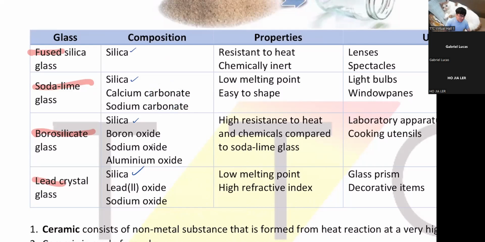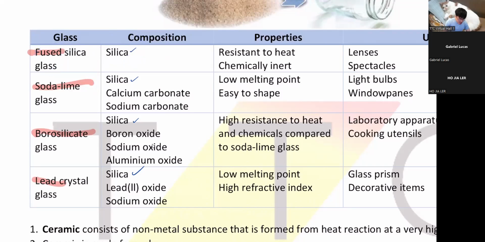Let's look at fused glass. As the name says, fuse, I just fuse all the melted sand together. So there's only one component inside here, that is your silica. This is the earlier form of glass. You just melt your sand together, and it becomes fused glass, silica.